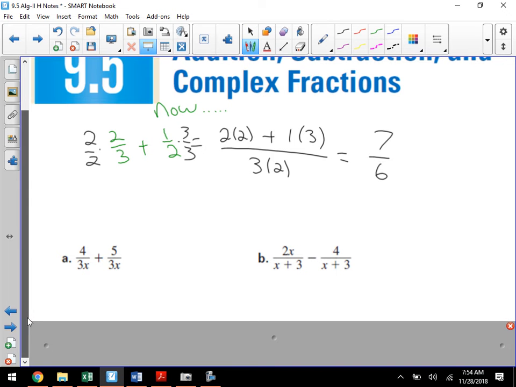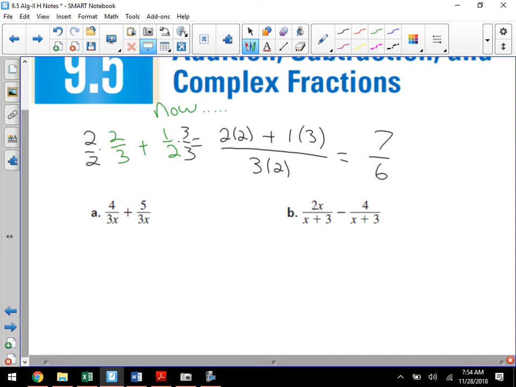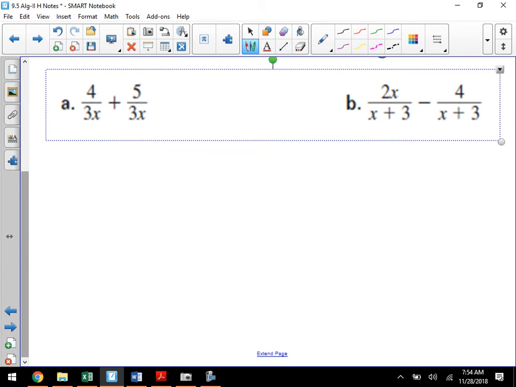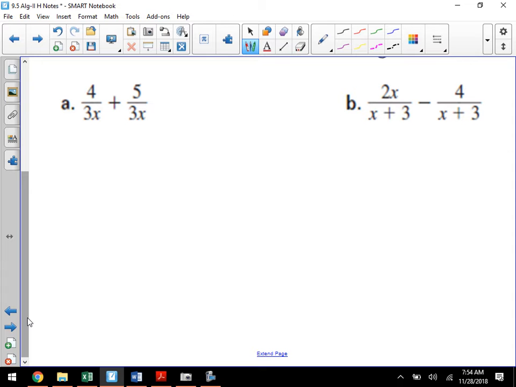So as you get into ones like these, will it change any with this? Can I add these two together? Four over 3x plus 5 over 3x. Is that a common denominator? Okay. So what's 4 plus 5? 9. So you wind up with 9 over 3x. Ooh. What can you simplify? The 9 over 3.